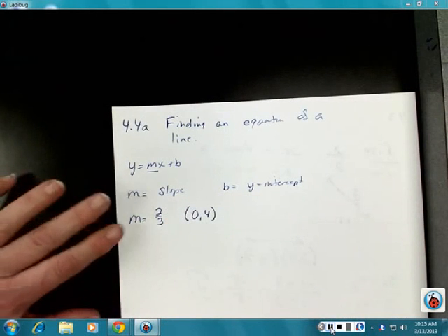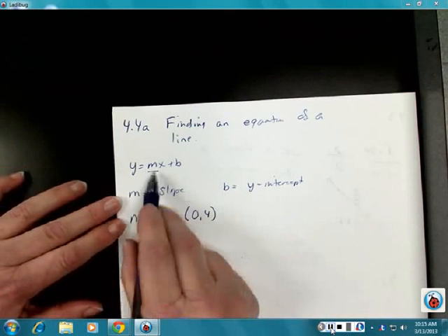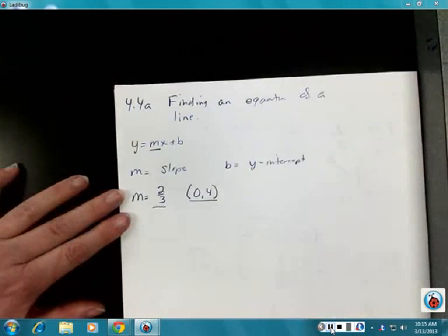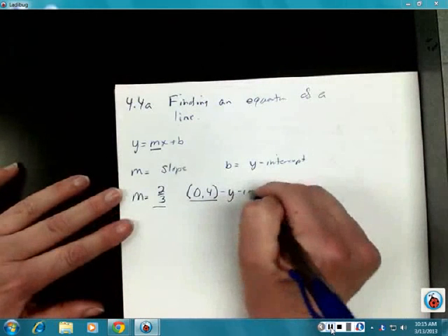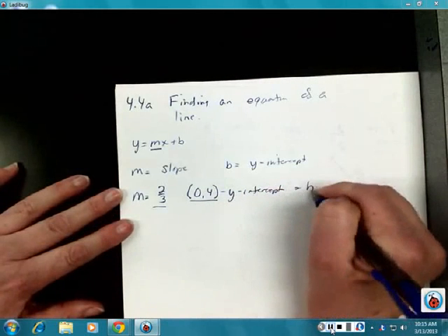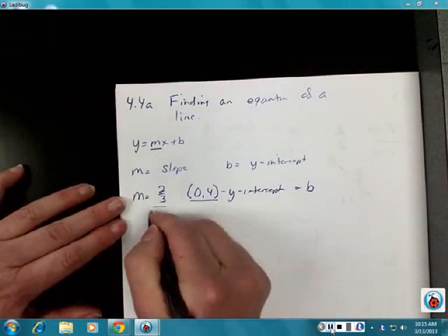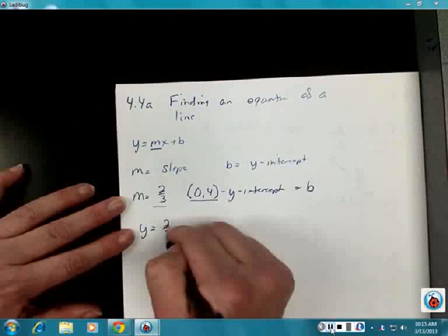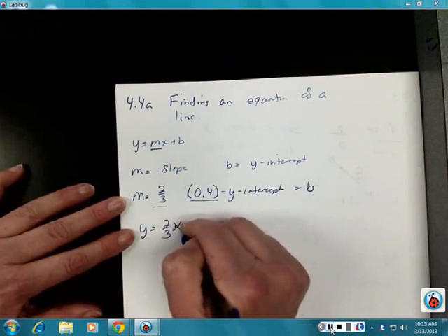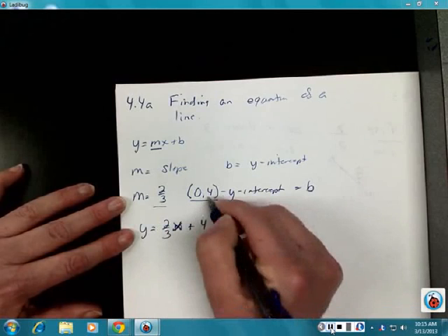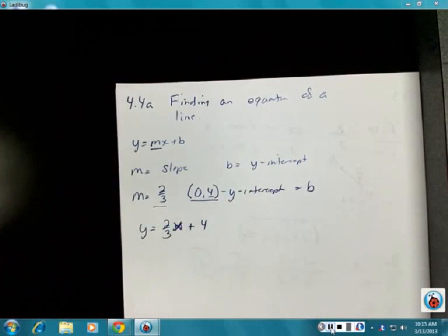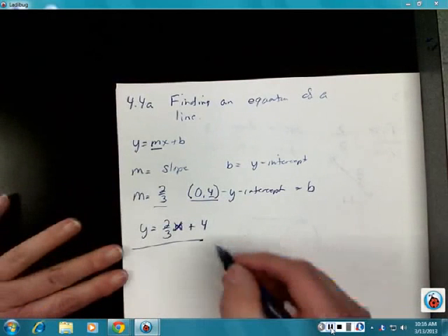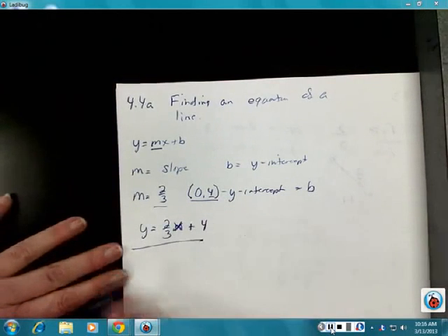Well, what do we know? This is my slope. That must be my m portion. And what do we know about that point? What makes it special? It's the y-intercept. So that's b. All I need to do to find this equation, if I'm given a slope and an intercept, is plug them in. y equals 2/3 x plus 4, the 4 from my (0, 4), and that's the equation of that line.